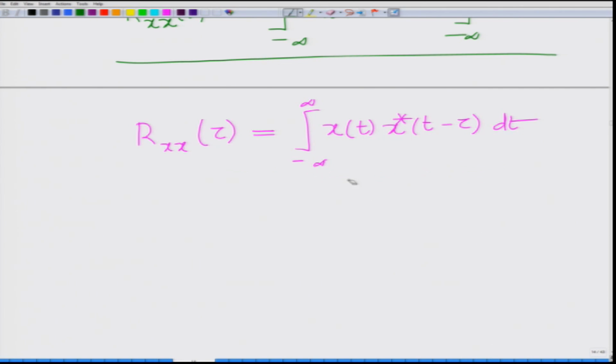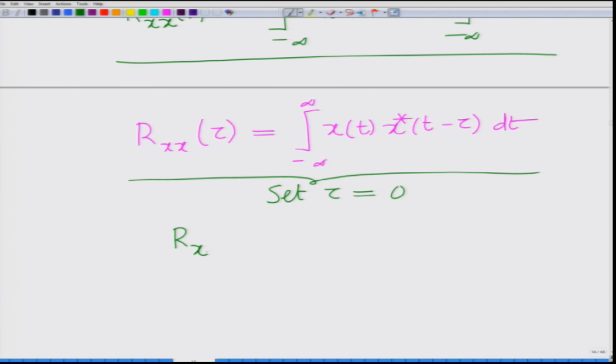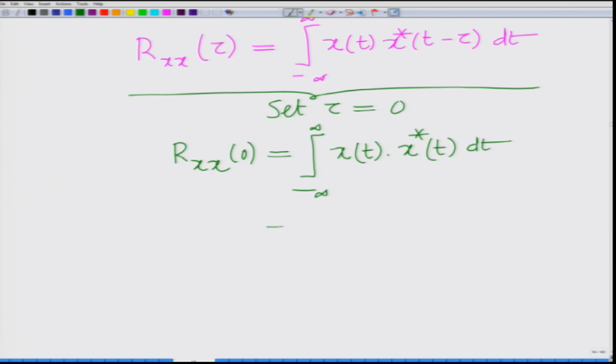So, what we are going to do is set tau equal to 0. Rxx(0) equals the integral from minus infinity to infinity of x(t) into x conjugate (t), since tau is equal to 0, which is nothing but the integral from minus infinity to infinity of magnitude x(t) squared dt.